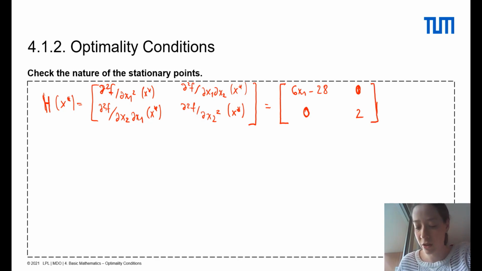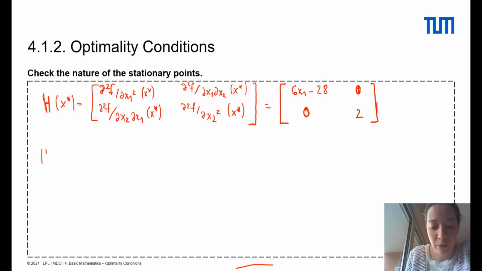You can always check if those two off-diagonal elements are the same, because by the definition of the Hessian, those two have to be the same, since you can change the order of the derivation and you still should get the same solution. So if you don't have the same elements, maybe check.